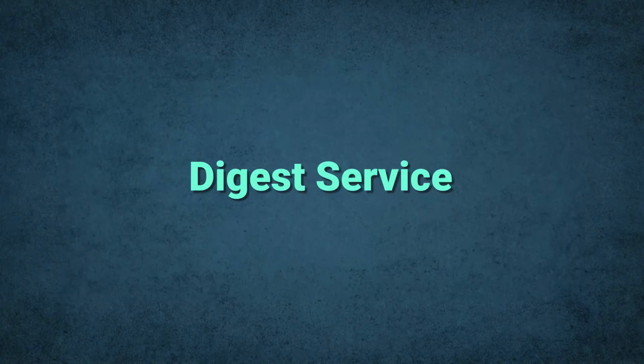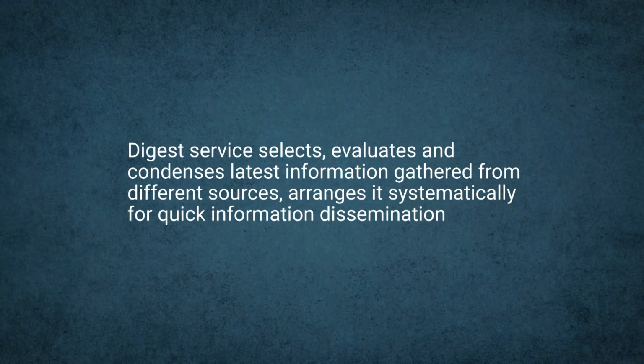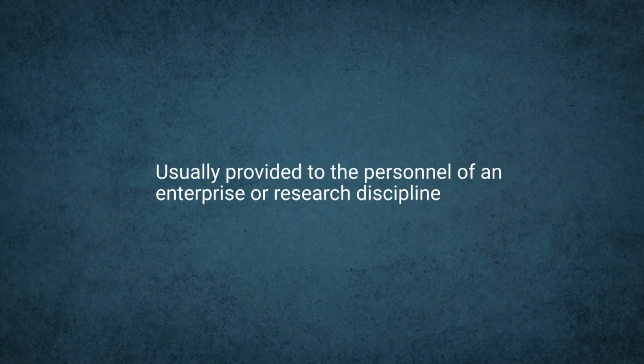Next is your digest kind of service. A digest service selects, evaluates and condenses, means summarizes, the latest information gathered from different sources. Abstract, what was there? We were abstracting a single document. Here, from different sources you are gathering information, evaluating, selecting and arranging it systematically for quick information dissemination. It is usually provided for any specific personalized request or for any enterprise or for any research discipline.